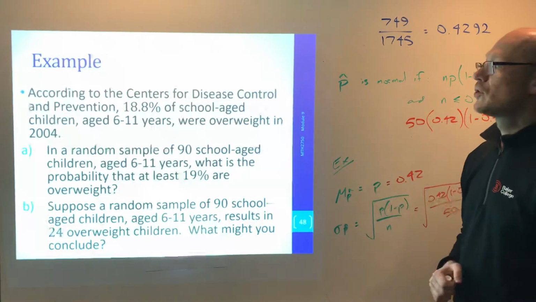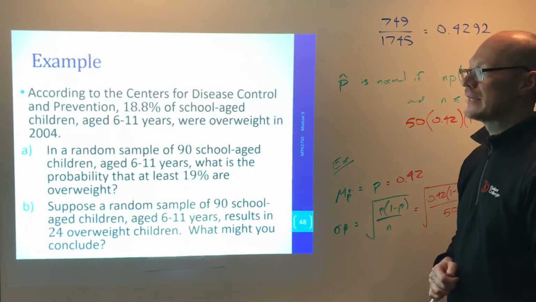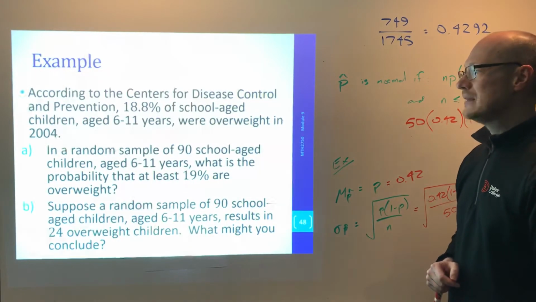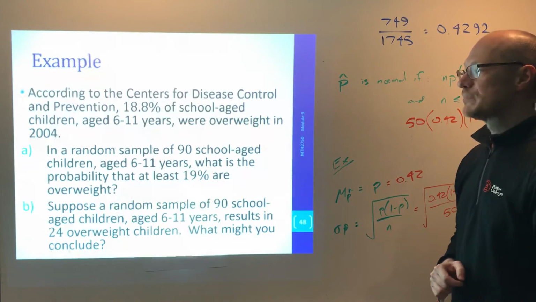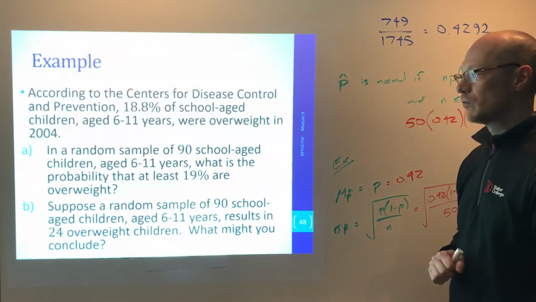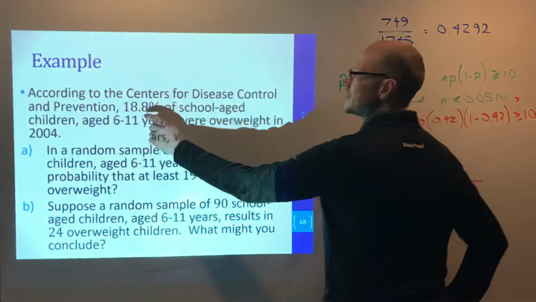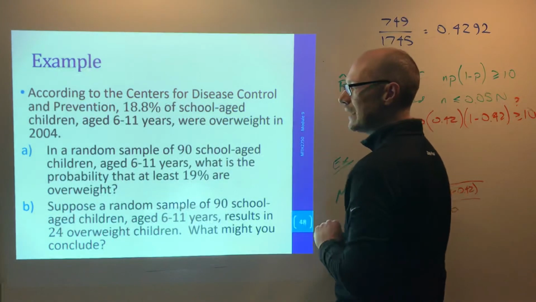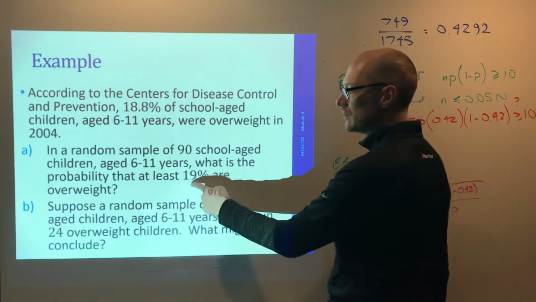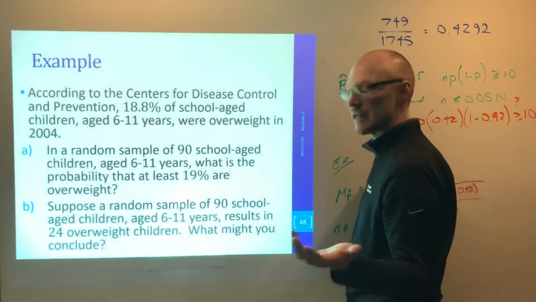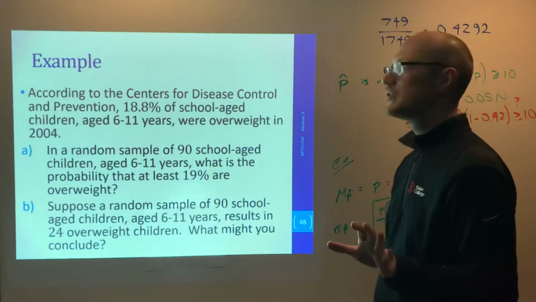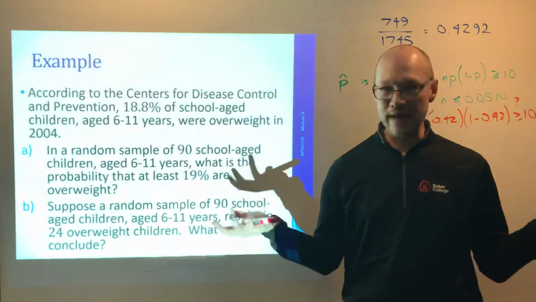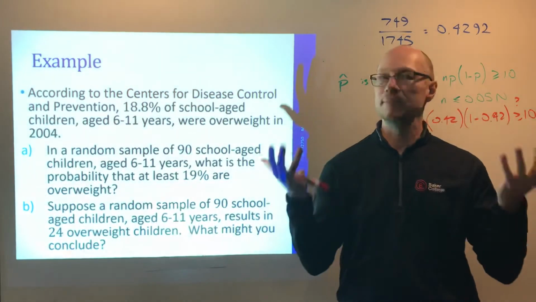According to the Centers for Disease Control and Prevention, 18.8% of school-aged children aged 6 to 11 were overweight in 2004. In a random sample of 90 school-aged children aged 6 to 11, what is the probability that at least 19% are overweight? So you can see what we're doing here. Here is a stated population proportion, and we're going to sample 90 kids. Maybe there's a school that we looked at that had 19% of the 6 to 11-year-old kids overweight. And we're going to say, well, is that unusual? Or is that just about average?